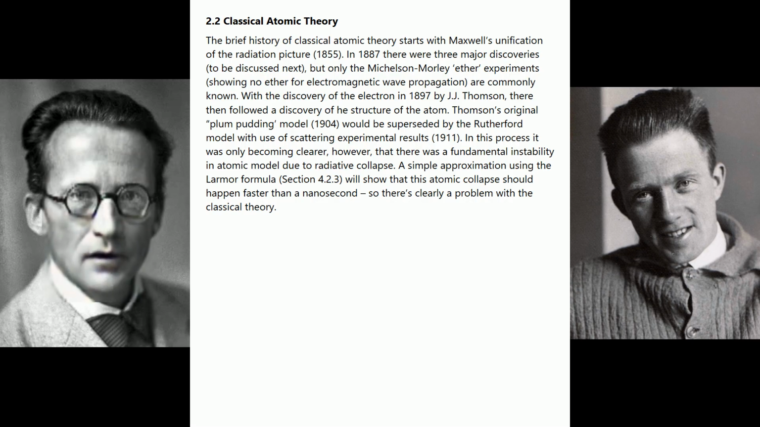With the discovery of the electron in 1897 by J.J. Thomson, there then followed a discovery of the structure of the atom. Thomson's original plum-pudding model, 1904, would be superseded by the Rutherford model with use of scattering experimental results, 1911. In this process it was only becoming clearer, however, that there was a fundamental instability in the atomic model due to radiative collapse. A simple approximation using the Larmor formula, section 4.2.3, will show that this atomic collapse should happen faster than a nanosecond. So there's clearly a problem with the classical theory.